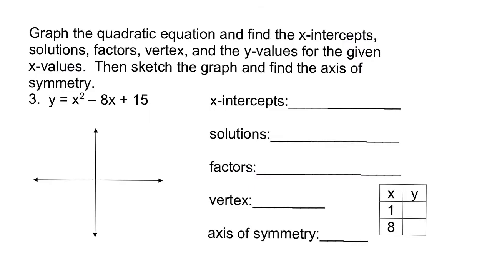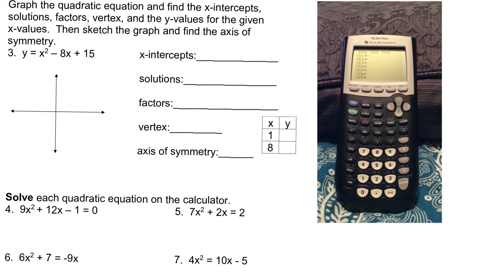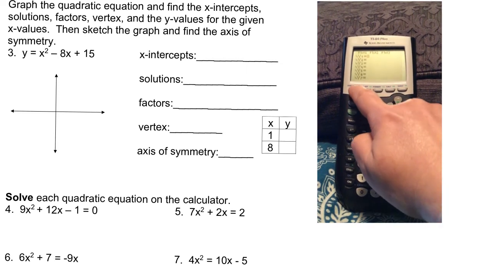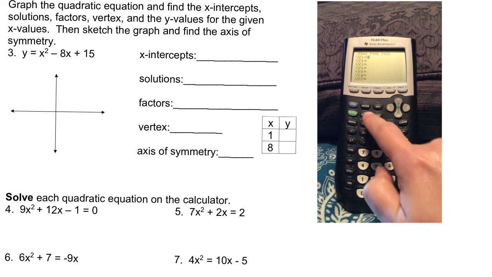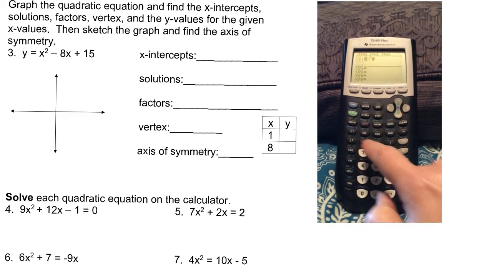Now let's put it all together. You'll graph the quadratic equation and find the x-intercepts, solutions, factors, vertex, and the y values for each of the given x values. Then sketch the graph to find the axis of symmetry. First, go to y equals and enter the equation there. X squared minus 8x plus 15.